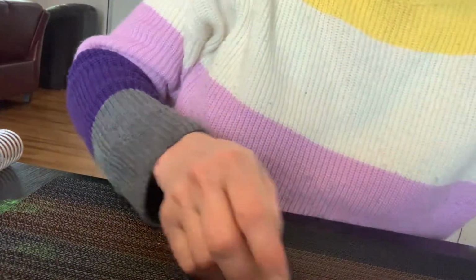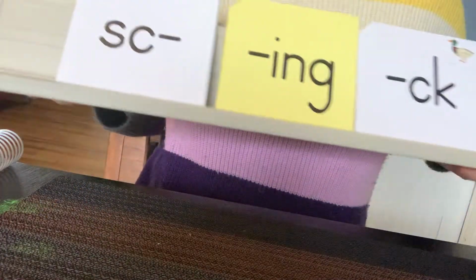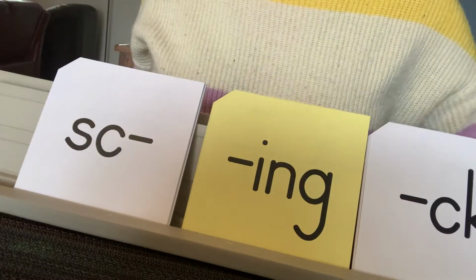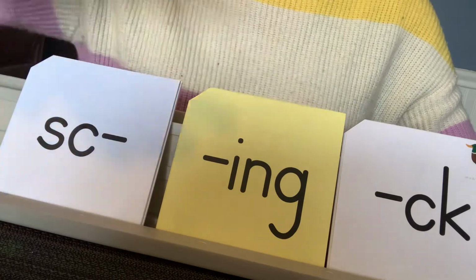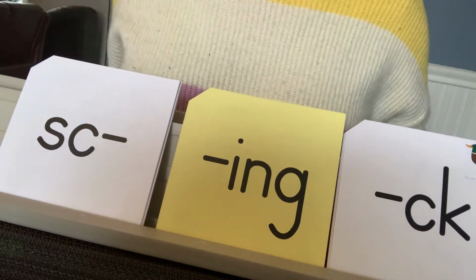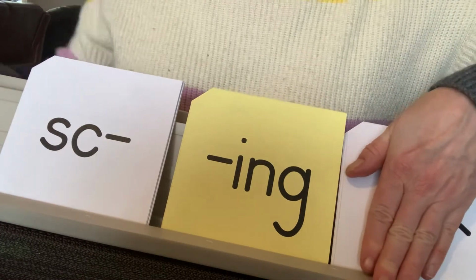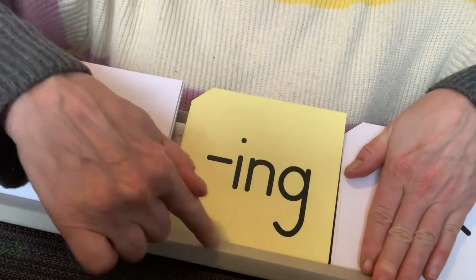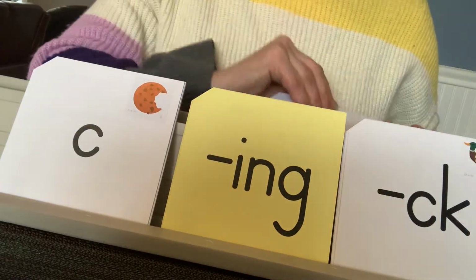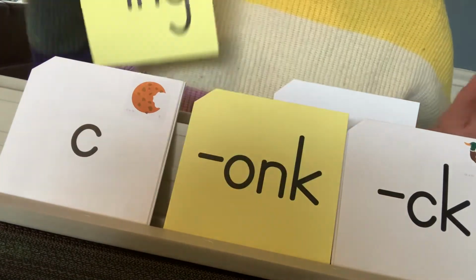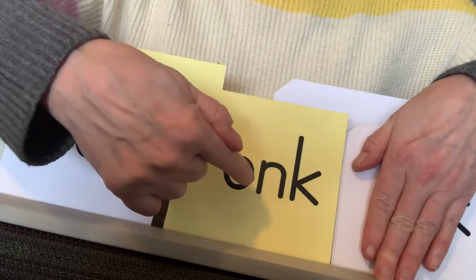I'm going to bring back our cards. I want you to point to each card, giving me the sound, and then you're going to blend them all together. So we're going to go ahead and get started. Sk, ing, sking. K, onk, conk.